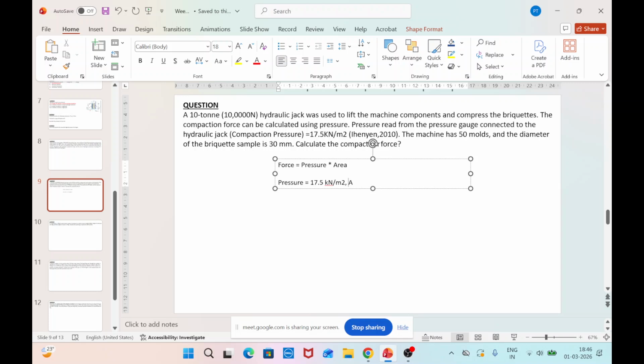And we need to calculate area. So the area of the mold we need to calculate. That will be pi by 4 into the diameter of the briquette sample whole square. So area of mold equals pi by 4, so that is 3.14, the value of pi, times, I am going to convert millimeter to meter, so that is 30 by 1000.